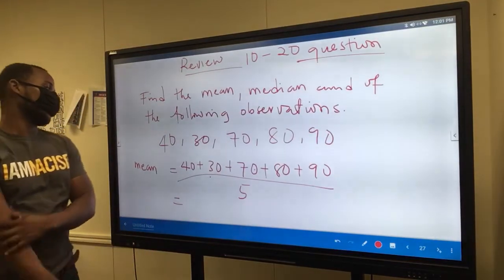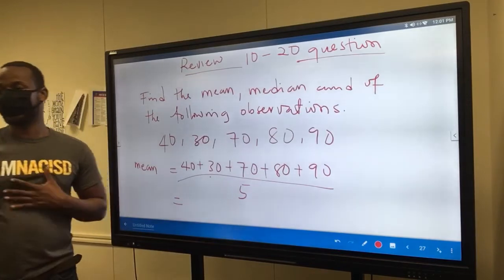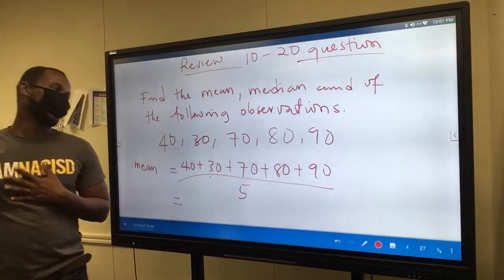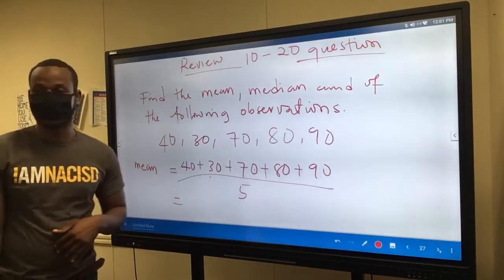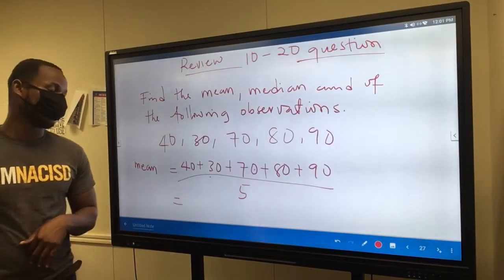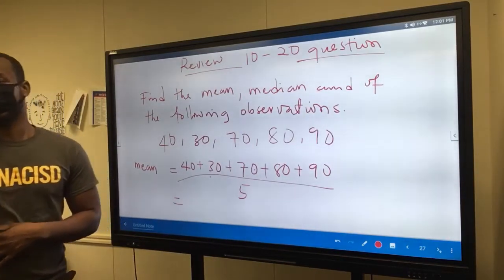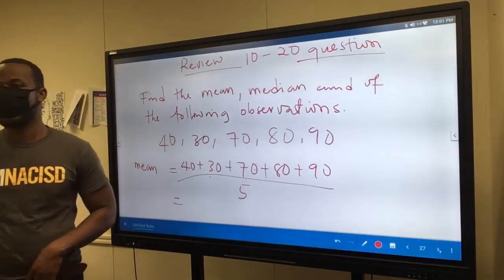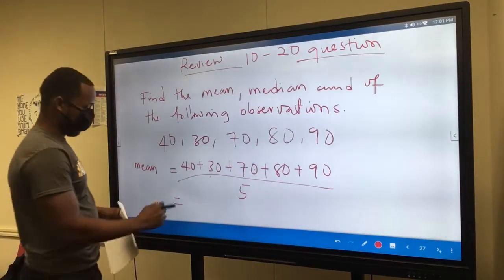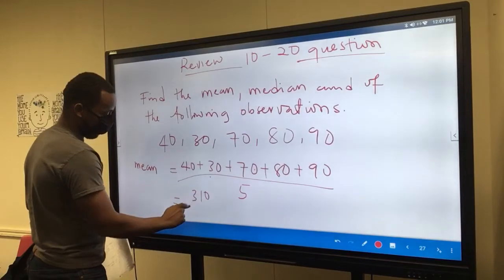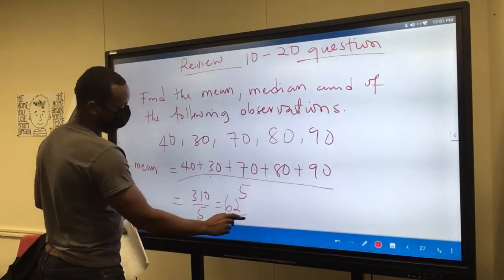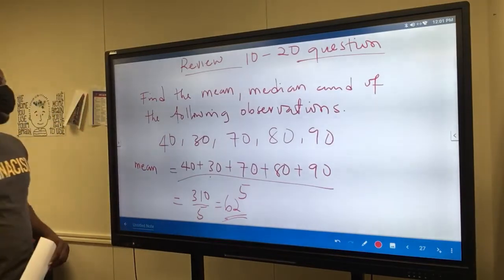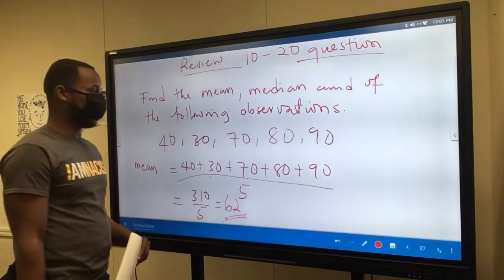40 plus 30 is 70, so 140 plus 2, that's 310 divided by 5. That's 62. Alright, so this is 310 divided by 5, which is 62. That's the mean.